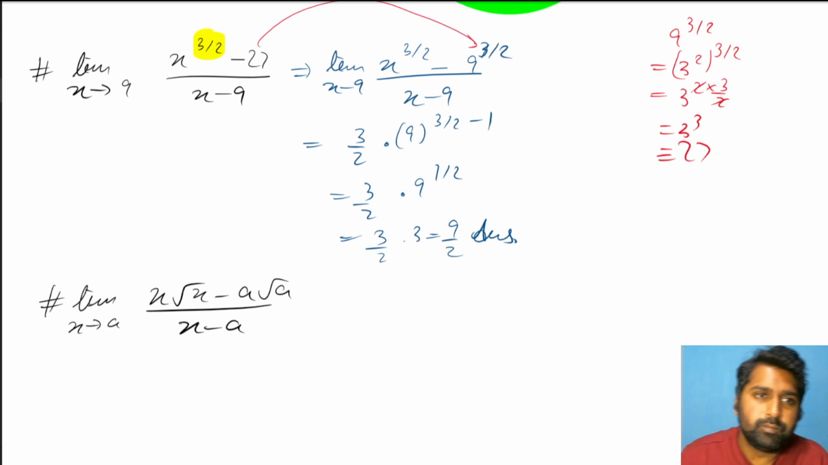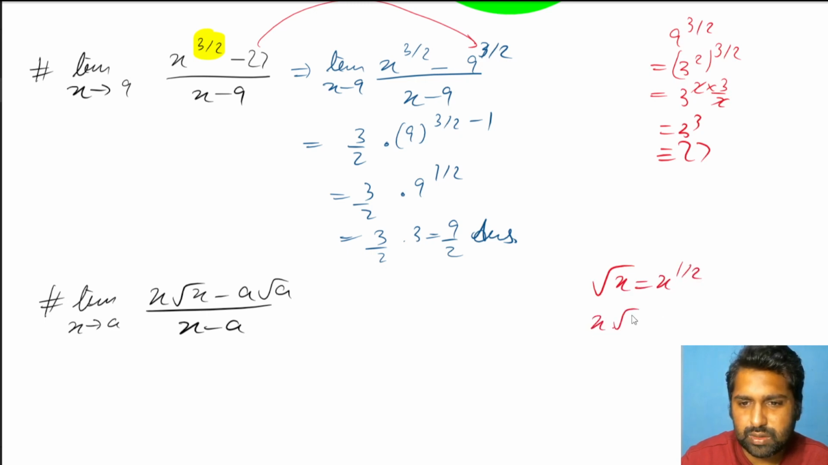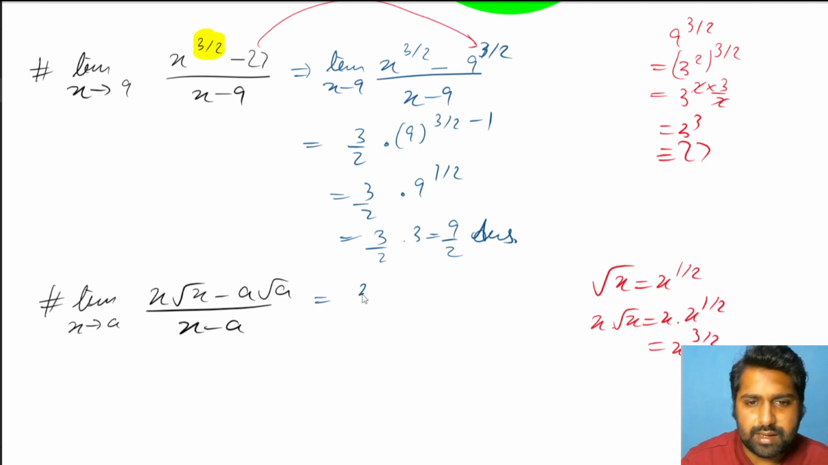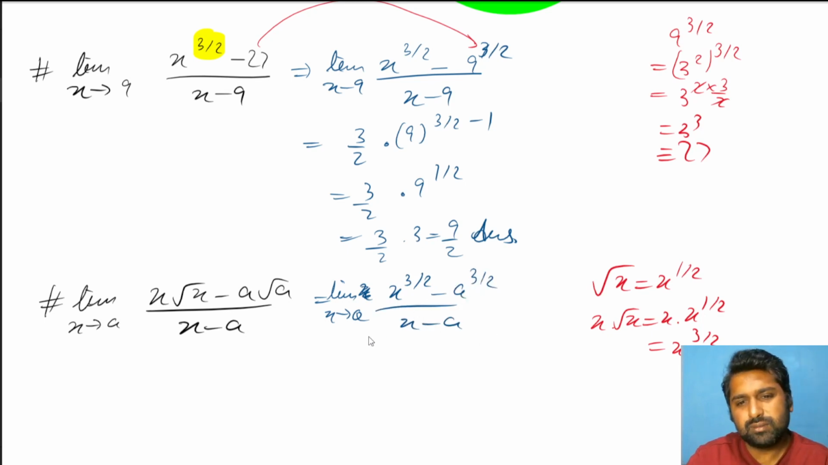Right now what I can see easily here is, what is square root of x? It means power 1 by 2. So basically x root x is x into x raised to power 1 by 2. It becomes x raised to power 3 by 2. Look at the expression now. It becomes limit x tends to a, x raised to power 3 by 2 minus a raised to power 3 by 2 upon x minus a. Again, the standard limit is working.